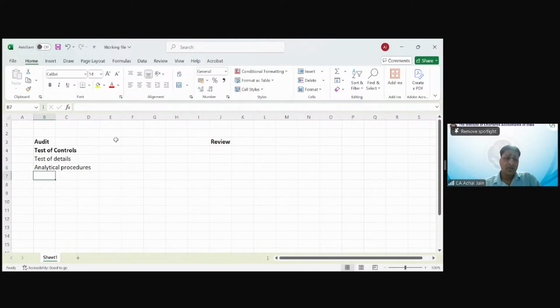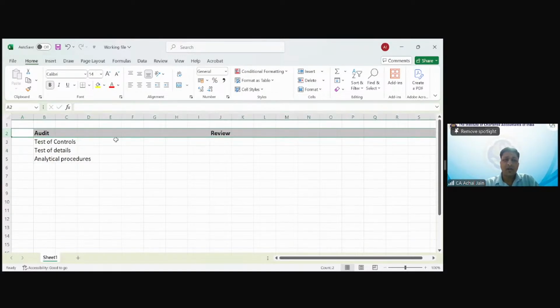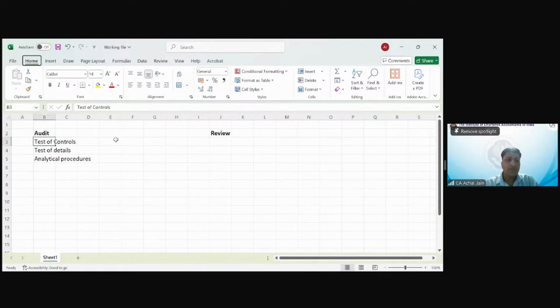I'm just not ignoring the planning and all. The planning and all of those things will be there. I'm just talking about more of the field work which the auditor will be doing when it comes to the audit. Now, when it comes to the review, because the level of checking is going to be lower, that's why the auditor will not be focusing on these two things.